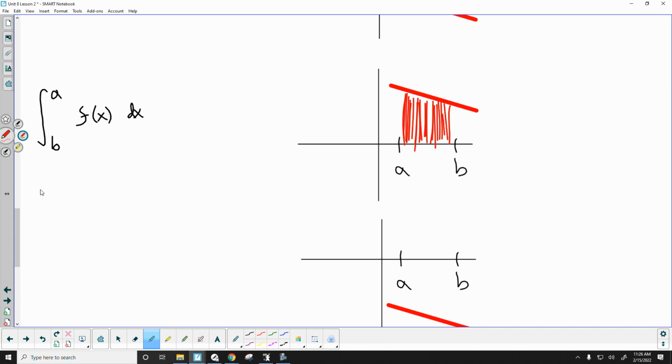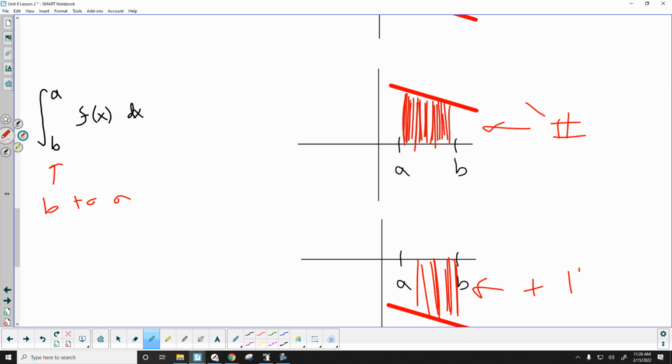So B to A, and this is red, B to A, this is going right to left. All of a sudden, it's the opposite of what we think. So we just say it's the opposite of A to B. Here's another one.